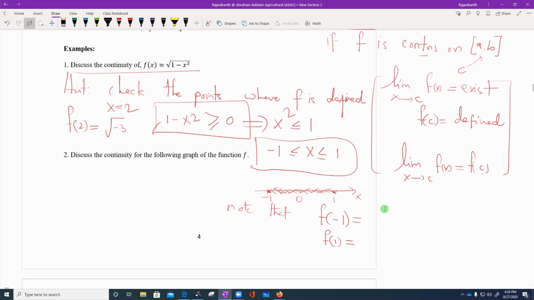0. 0. In both ends, you will get 0. Very good. Therefore, the function is defined, right? 0 is a real value. Therefore, the function is defined at the endpoint and inside as well.